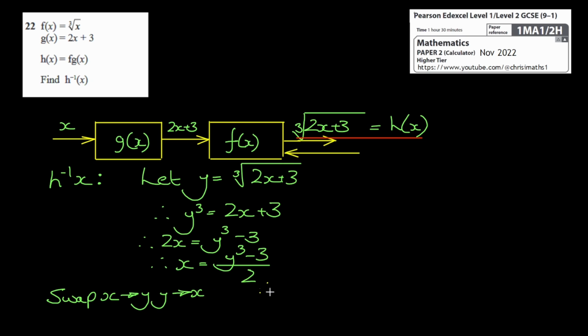And we get, therefore, h to the minus 1 of x is equal to x cubed minus 3, both divided by 2. And that's your answer.